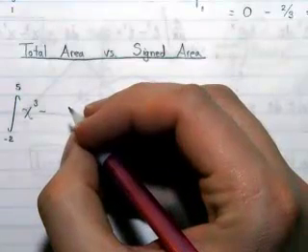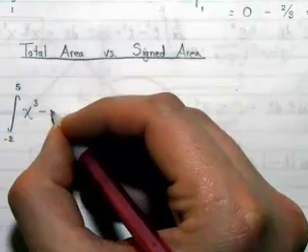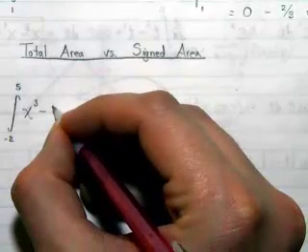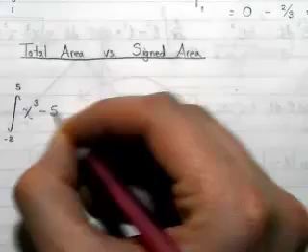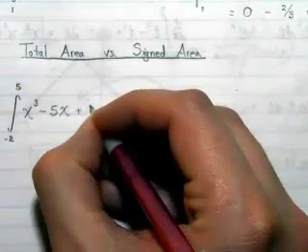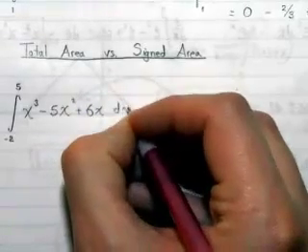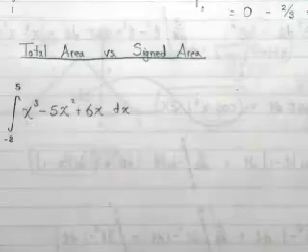And we'll do x cubed minus 5x squared plus 6x. Okay, that one we can handle.